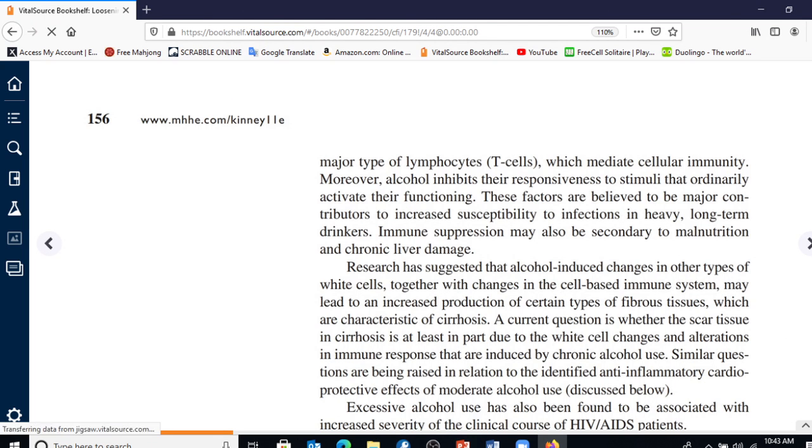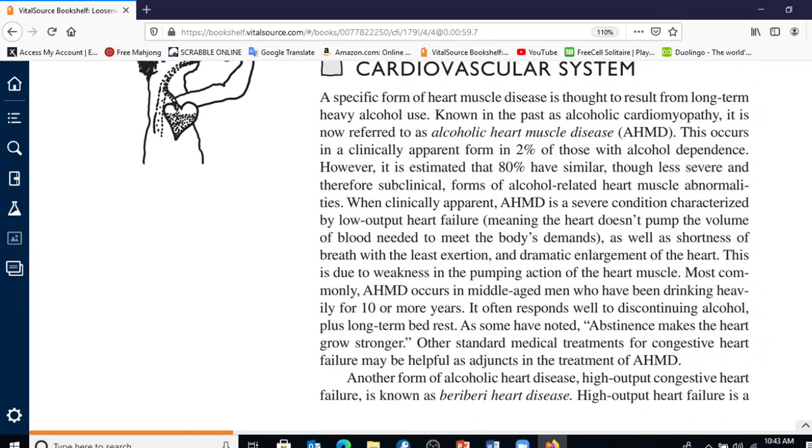The cardiovascular system is affected by alcohol, and there's a specific form of heart muscle disease known as alcoholic cardiomyopathy, alcoholic heart muscle disease. It only happens in like 2% of the people with alcohol dependence, and that's 2% of 10%. So it's a really low number of people who drink. But there's another 80% that have a similar type of abnormalities, but they're not as serious as alcoholic cardiomyopathy, which kills people. It's a pretty bad illness when you have it.